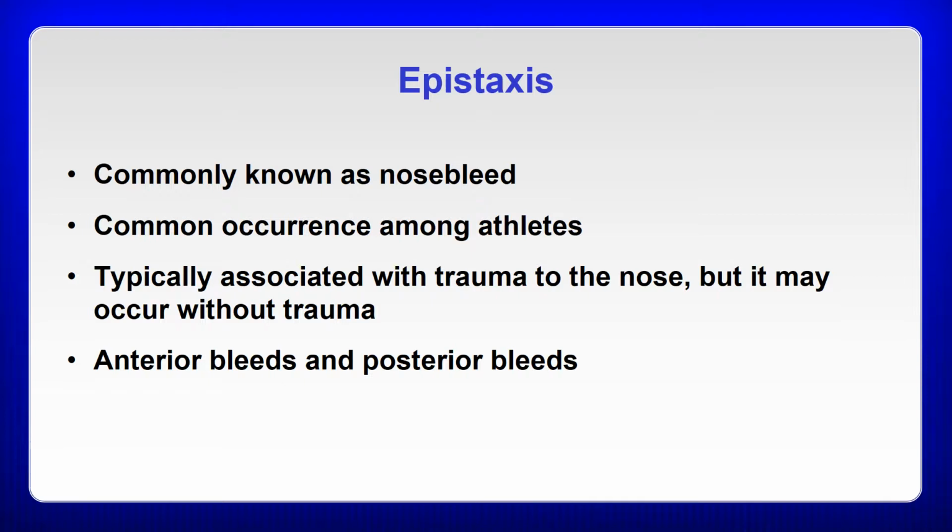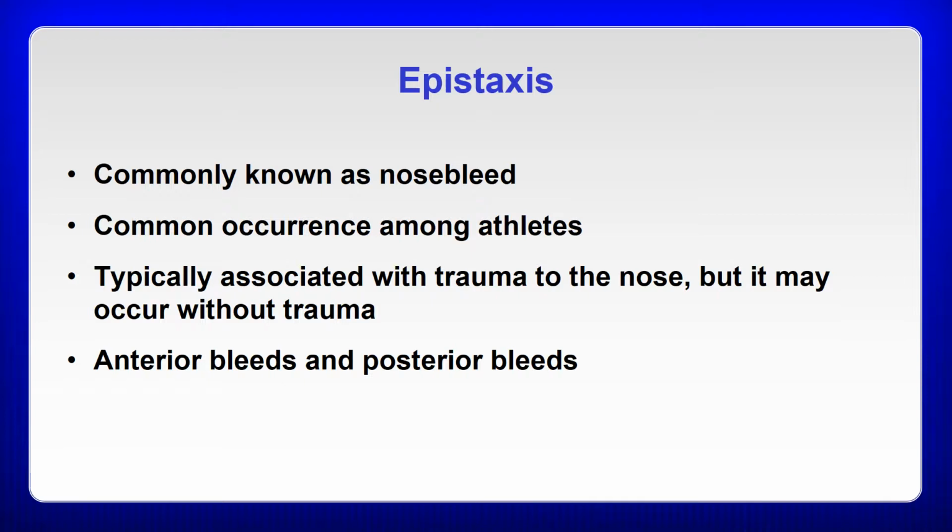Okay, epistaxis, we talked about this already. This is just known as a nosebleed, very common among athletes. Usually it will occur with trauma, however it can occur without trauma for various reasons. Sometimes the nasal region just gets dried out and it causes the bleed to occur. You have two different types of bleeds that can occur: an anterior bleed and a posterior bleed.